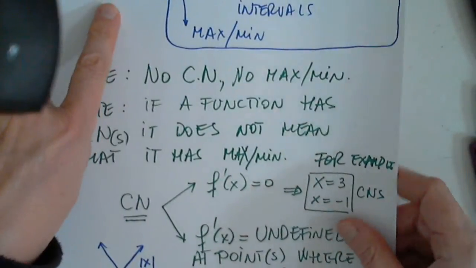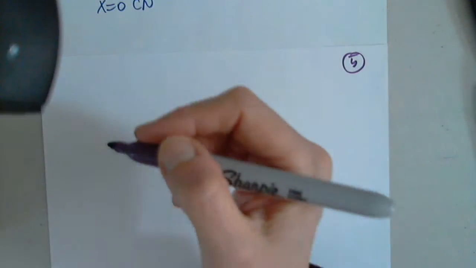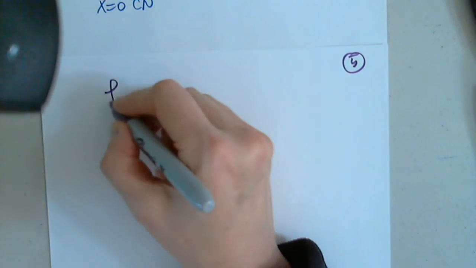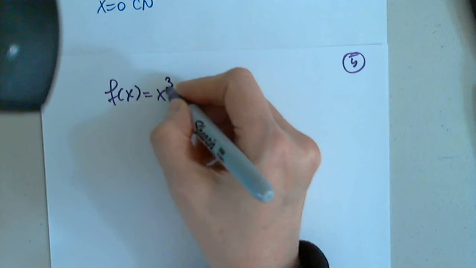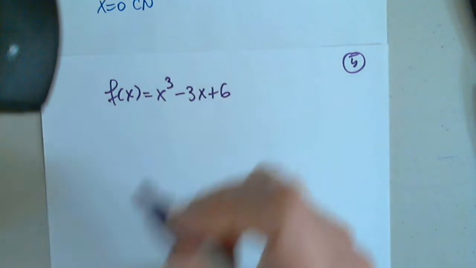Okay, now I didn't copy the function. I'm going to copy it here. Stop me if you have questions, please, anything. I said 10. Was it 10? Yes. F of x equals x to the third minus 3x plus 6.